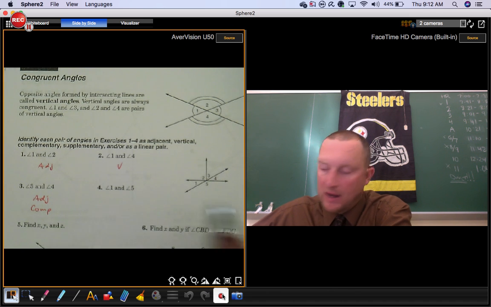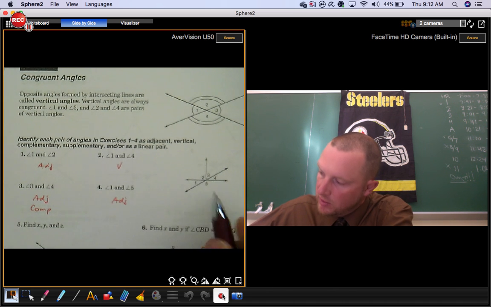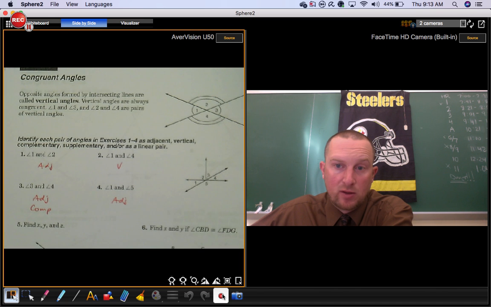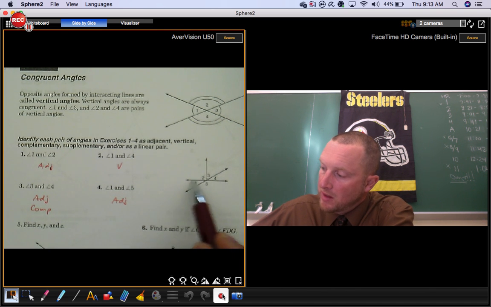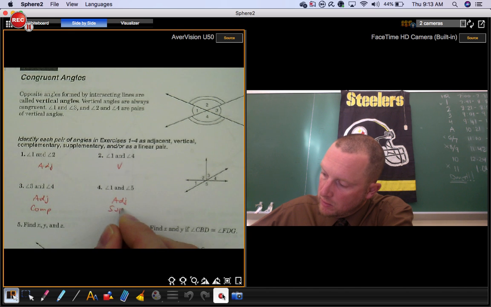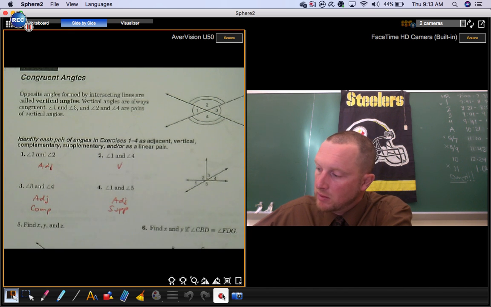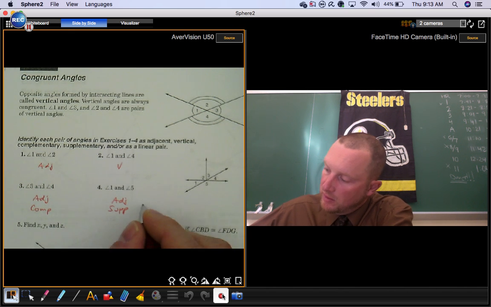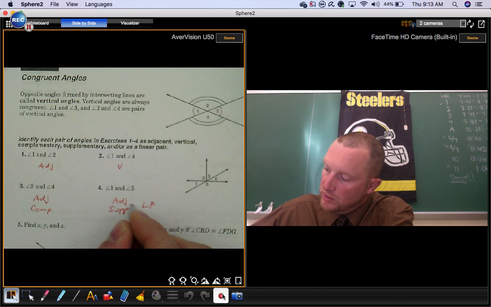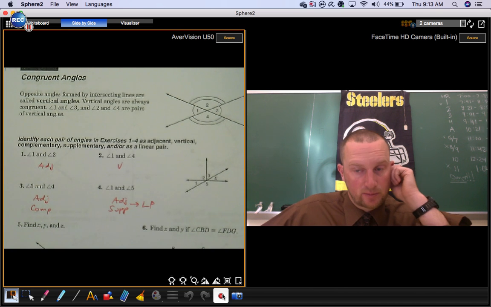Angle 1 and angle 5, they're right next to each other. They share that side, that vertex. They don't overlap. They're adjacent. Also, they make this line. So they're adjacent, they're supplementary, and what do you call adjacent supplementary angles? That's what a linear pair is.